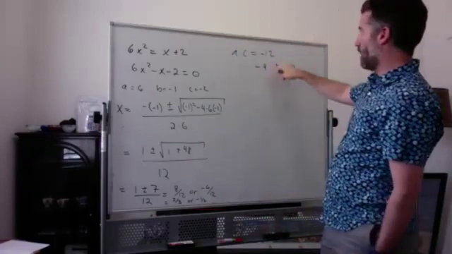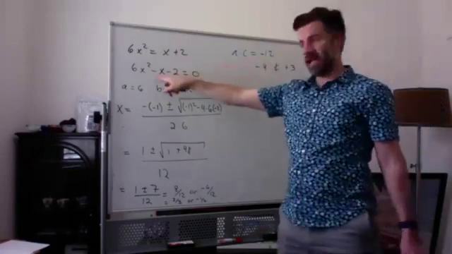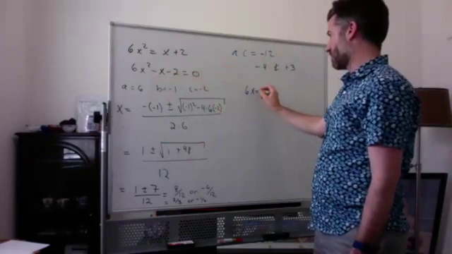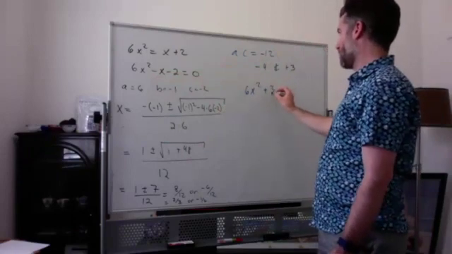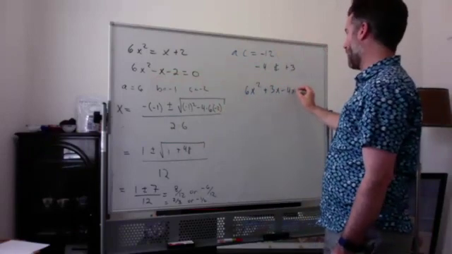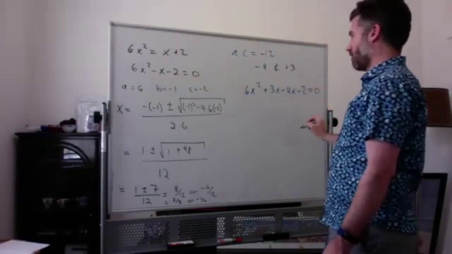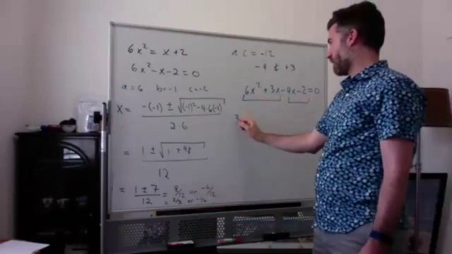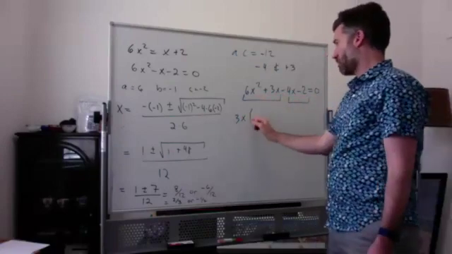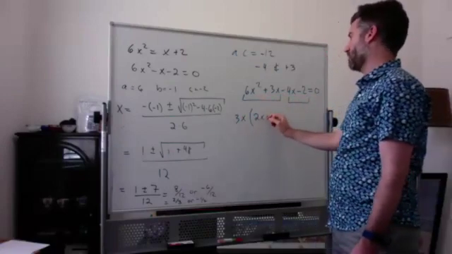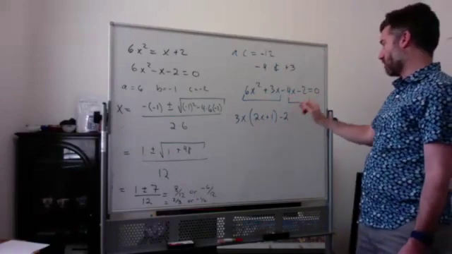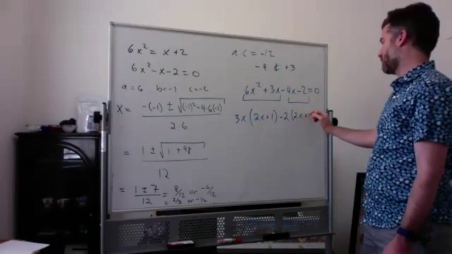Because those multiply to negative 12 and they add up to negative 1. So then I can write this as 6x squared plus 3x minus 4x minus 2 equal to 0. And then factor by grouping. Factor out a 3x from here. You're left with a 2x plus 1. Factor out a negative 2 from here, and you're left with a 2x plus 1.